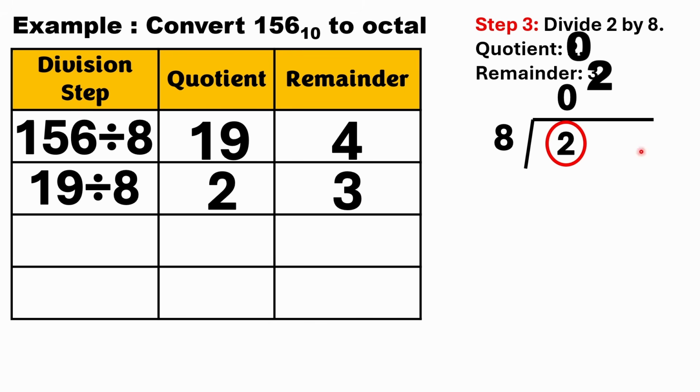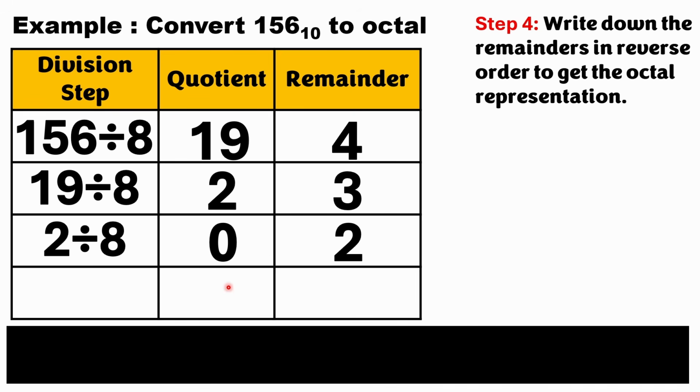Okay, our next step is to divide 2 by 8. 2 divided by 8, the quotient is 0 and the remainder is 2. So, remainder 2 means 2 is left over, the part that couldn't be divided. Again, the remainder is 2 because nothing could be divided. Okay, remember, continue dividing until the quotient becomes 0.